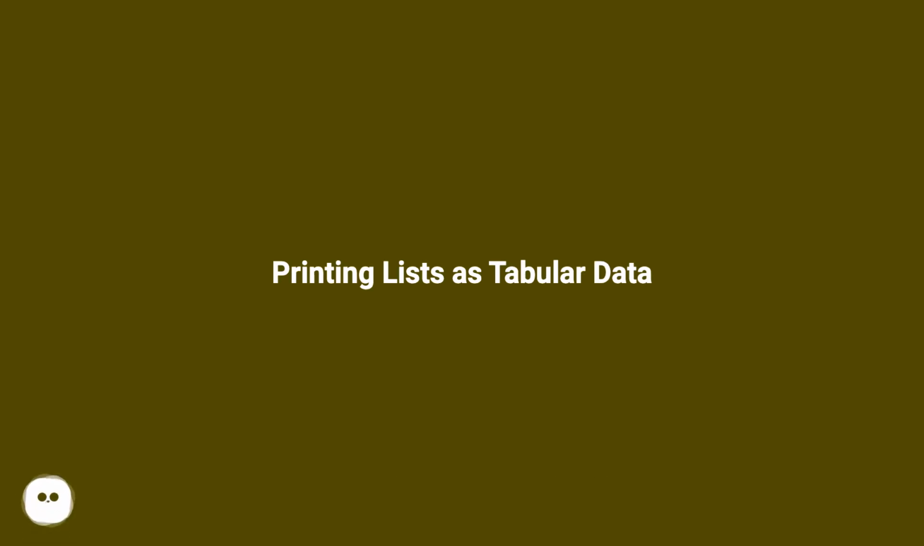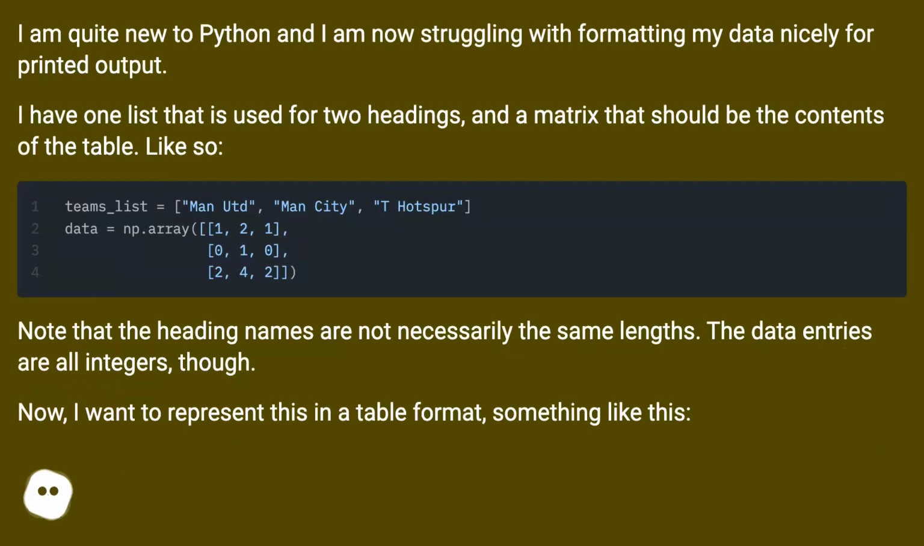Printing lists as tabular data. I am quite new to Python and I am now struggling with formatting my data nicely for printed output. I have one list that is used for 2 headings and a matrix that should be the contents of the table. Like so.